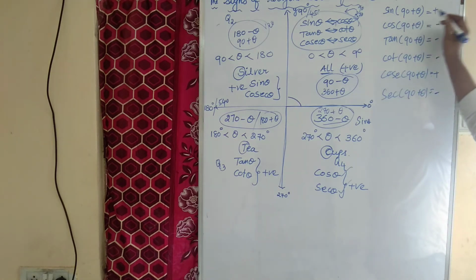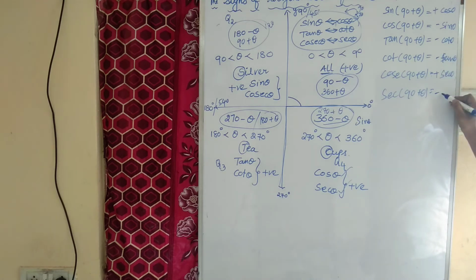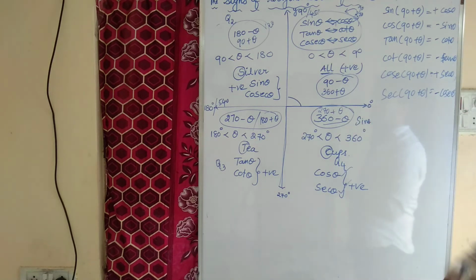If it is 90, there is a change. Sine becomes cos, cos becomes sine, tan becomes cot, cot becomes tan, cosec becomes sec, sec becomes cosec. Okay, these are the changes in the second quadrant.